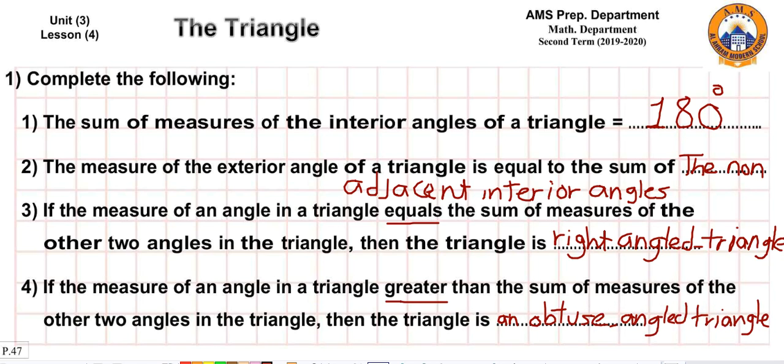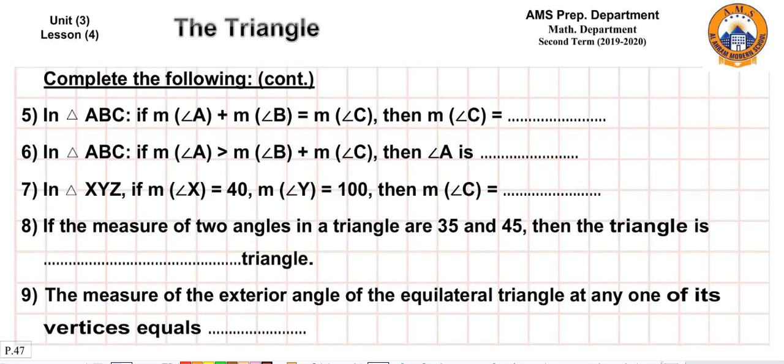Okay, the next one. In the triangle ABC, if measure of angle A plus measure of angle B equals measure of angle C, then measure of angle C is 90 degrees. In the triangle ABC, if measure of angle A is greater than the sum of measure of angle B plus measure of angle C, then measure of angle A is an obtuse angle.